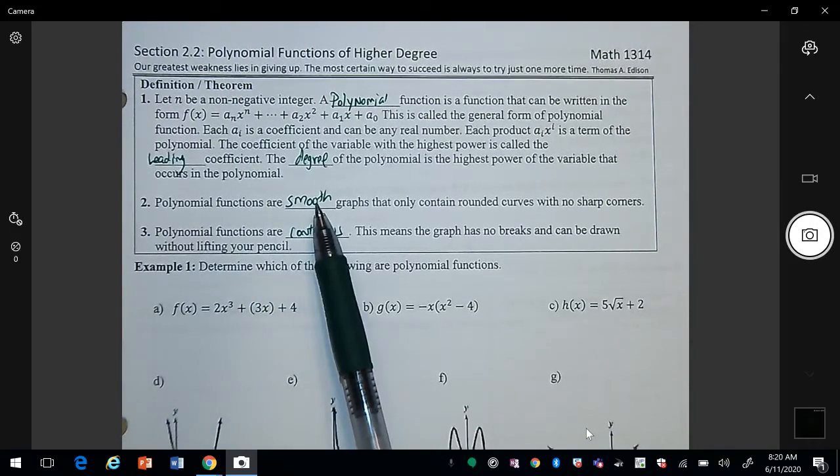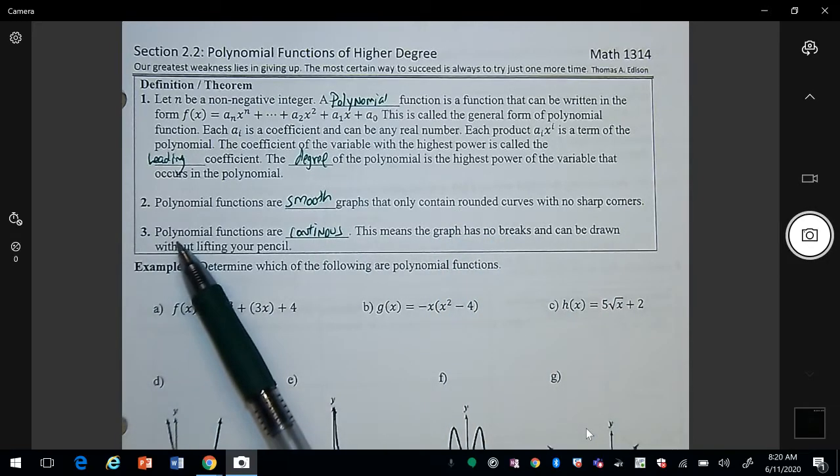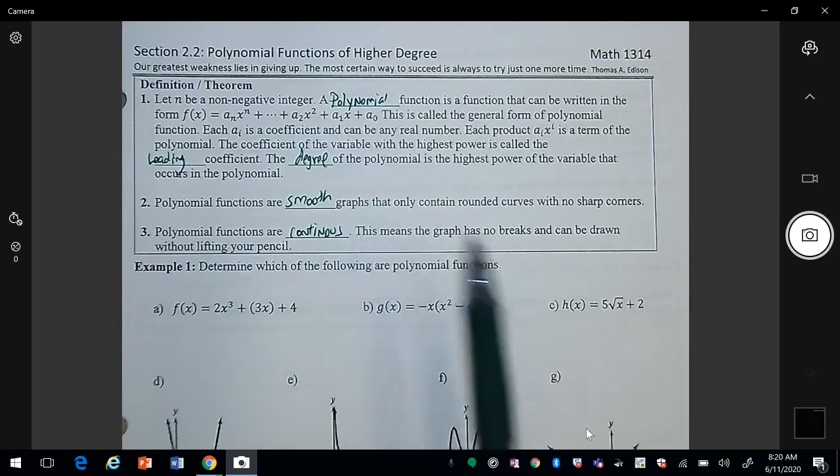Polynomial functions are smooth graphs that only contain rounded curves, no sharp corners. And polynomial functions are continuous. This means that the graph has no breaks and can be drawn without lifting your pencil.